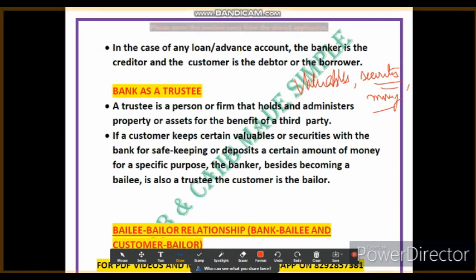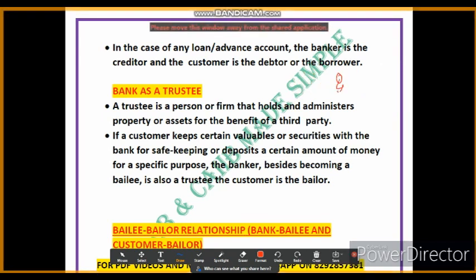Let's make it more clear using an example. Let's say you have valuable jewelry, and you want to keep it in a secure place, so you deposit the jewelry in a safe deposit box in a bank. In this case, the bank becomes a trustee.